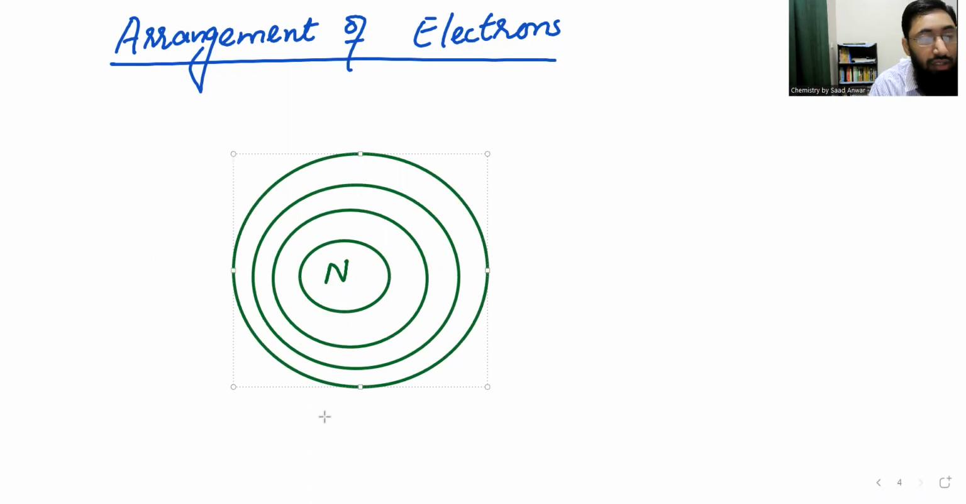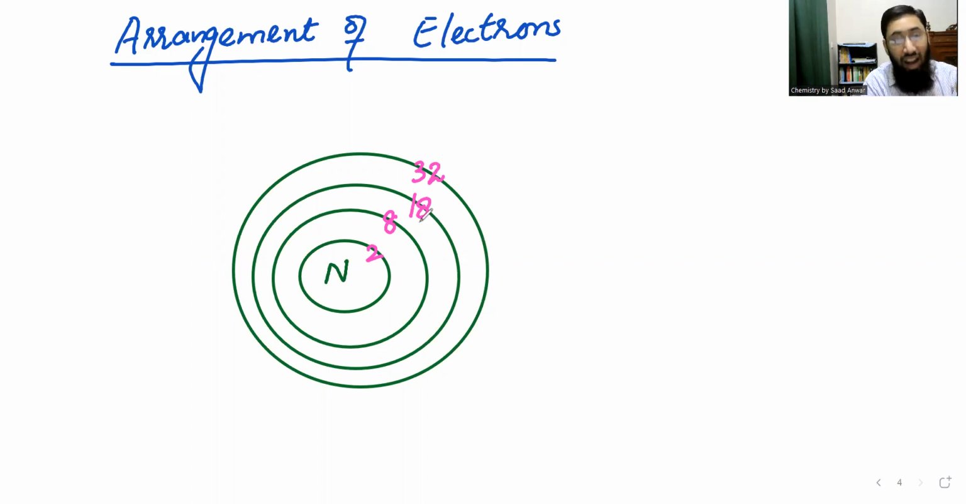The maximum capacity of the first shell to accommodate electrons is 2. The first shell can accommodate a maximum of 2 electrons. The second shell can accommodate a maximum of 8 electrons, which means the maximum capacity of the second shell is 8. The third shell can accommodate a maximum of 18 electrons, and the fourth shell can accommodate a maximum of 32 electrons.